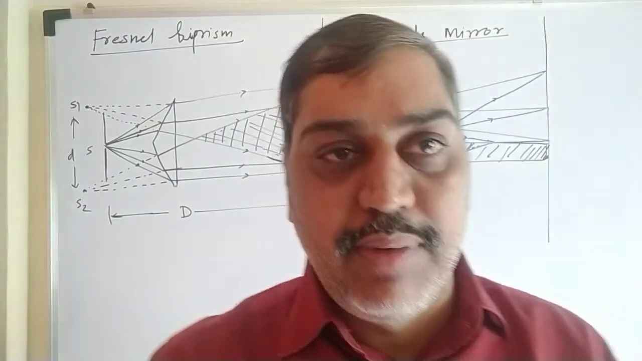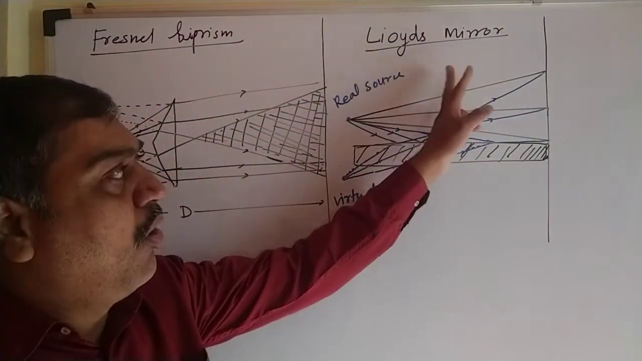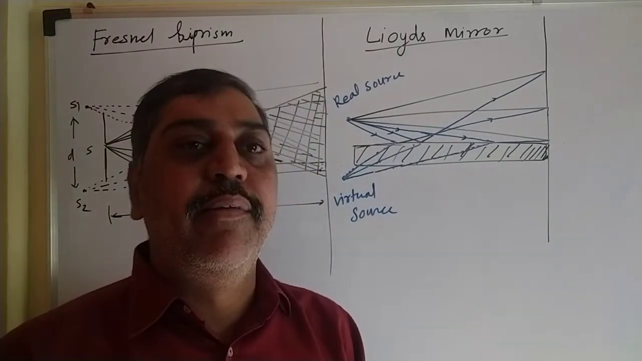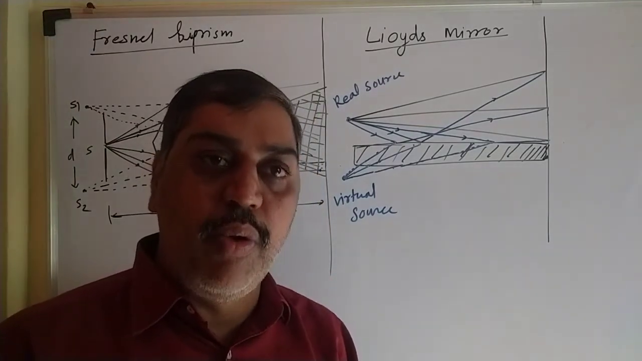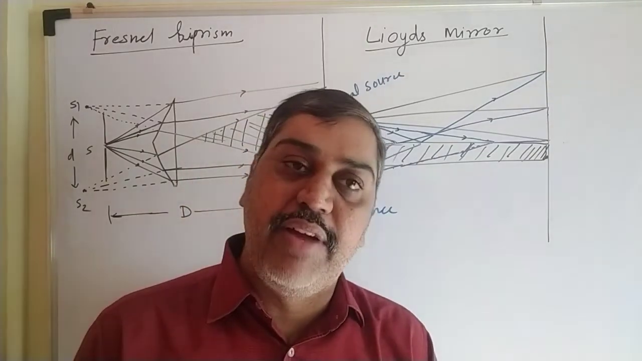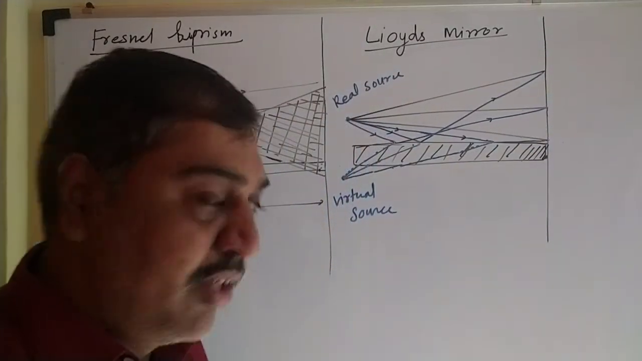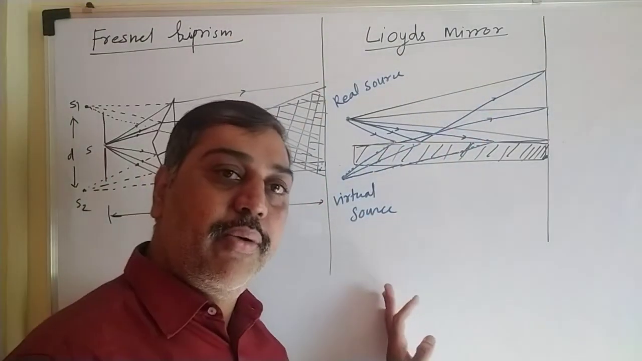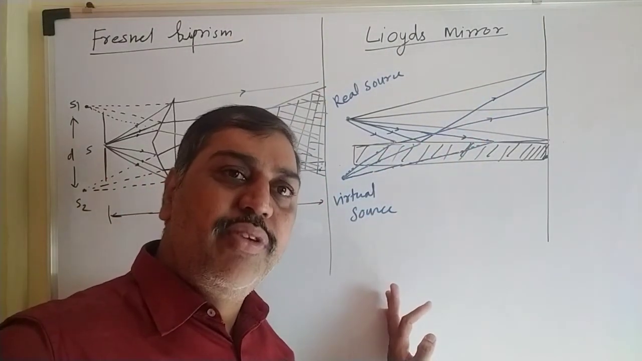What are the two experiments? The first one is Lloyd's mirror. Lloyd's mirror is one of the methods by which we can obtain two sources of light which are coherent, of the same wave frequency, and in phase or at a constant phase difference. So let's start with this. Lloyd's mirror is the first method to obtain a coherent source. Let's see how it produces the two sources.